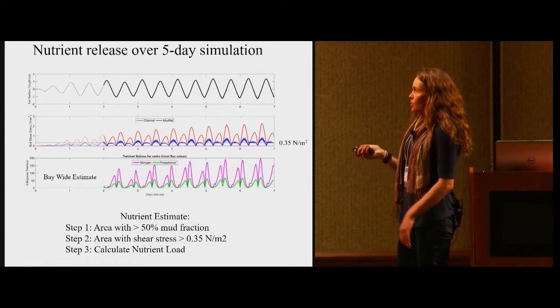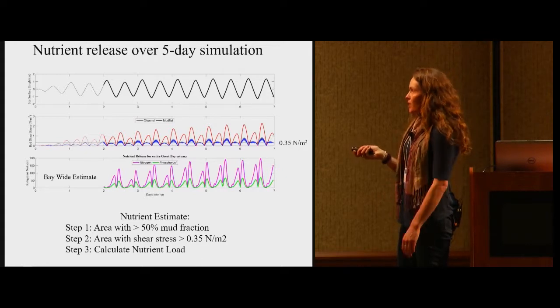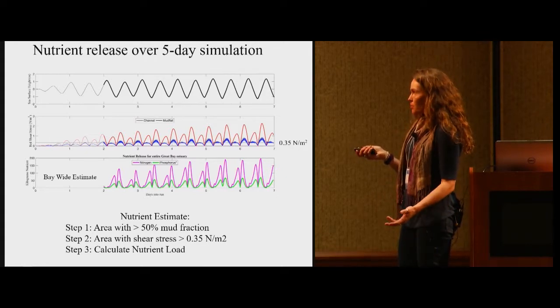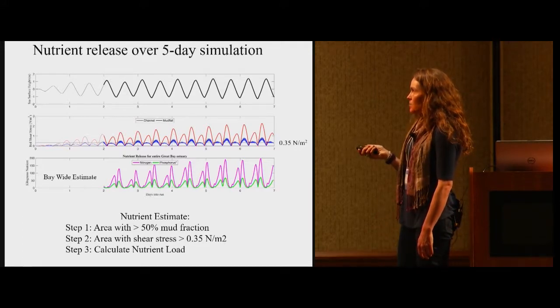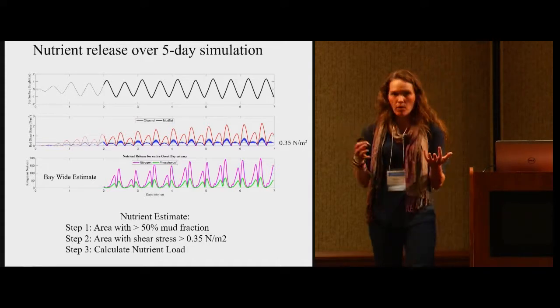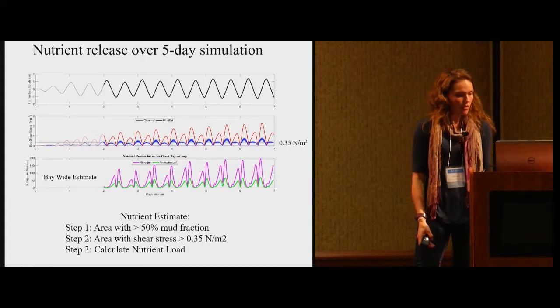If you use a model for mud fraction in the entire bay, greater than 50%, areas with greater than 0.35 newtons per meter squared shear stress, you can calculate a nutrient load. And that's what these pink and green lines are showing, that on every tide you have flux of nitrogen and phosphorus into the overlying water column just from the tides.